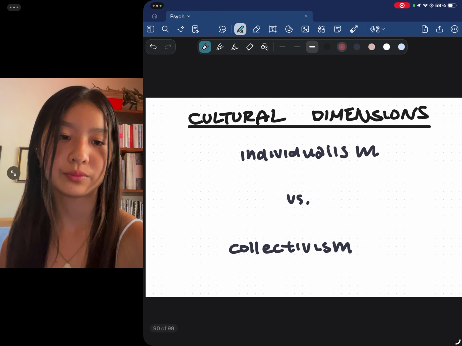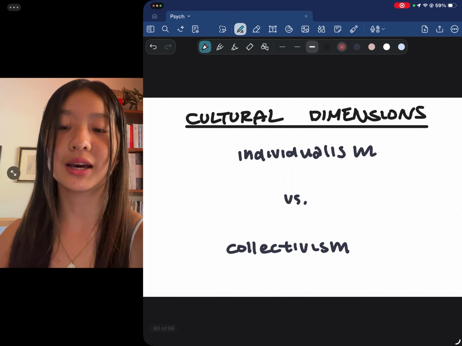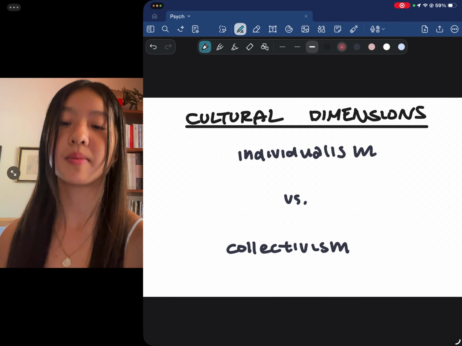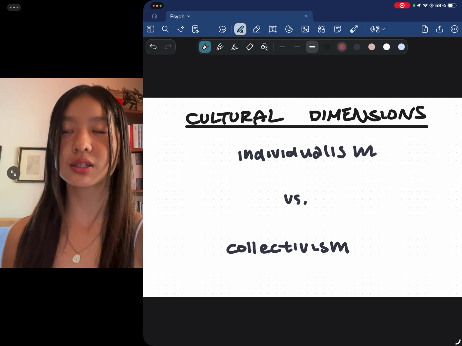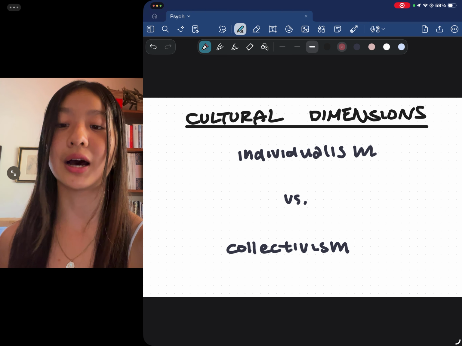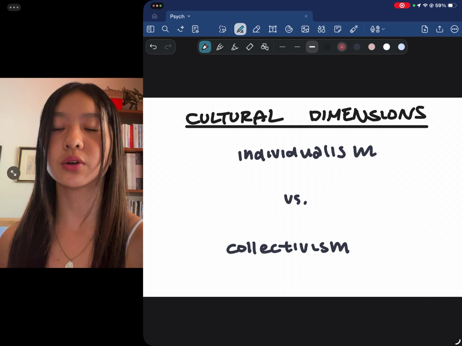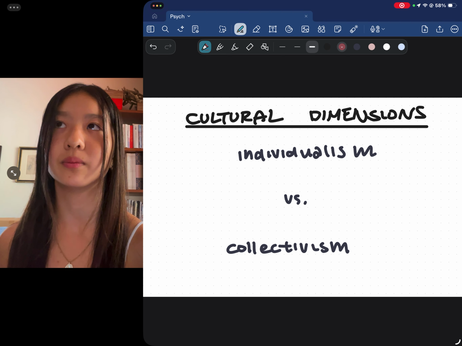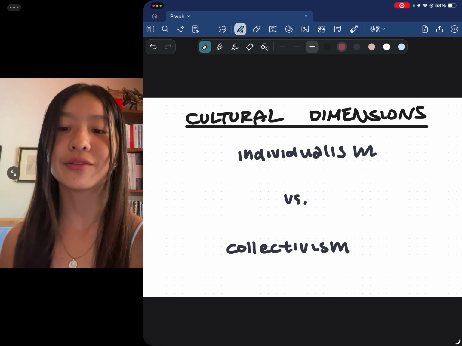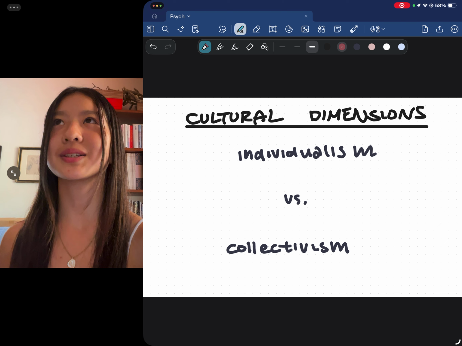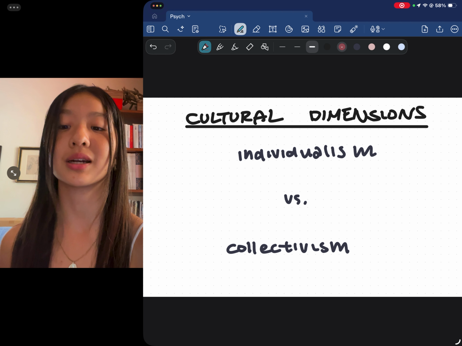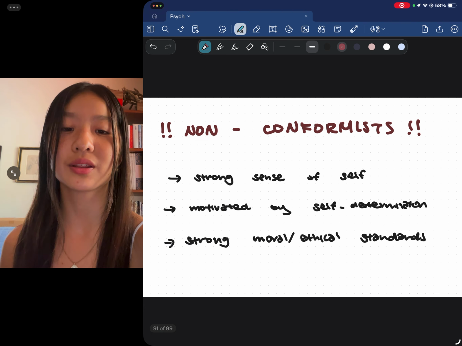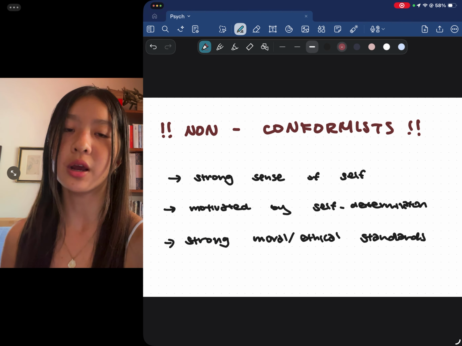So we can bring in the element of cultural dimensions here and talk about the ideas of individualism versus collectivism. Individualism really values personal values and personal autonomy, whereas collectivism values shared values, shared beliefs, and cohesiveness within a society.